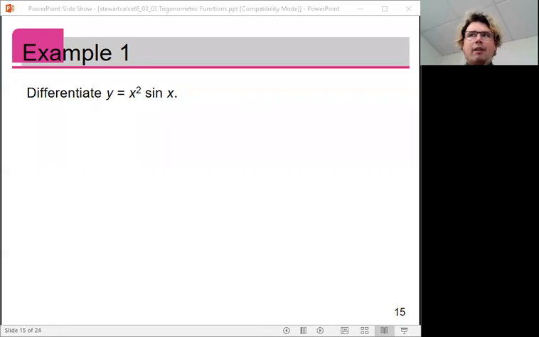Now that we have our product and quotient rules, let's take a look at some more complicated formulas involving the trig functions. We've seen already how to calculate derivatives of the sine and cosine functions. So let's put that into practice here and differentiate y equals x squared sine x.